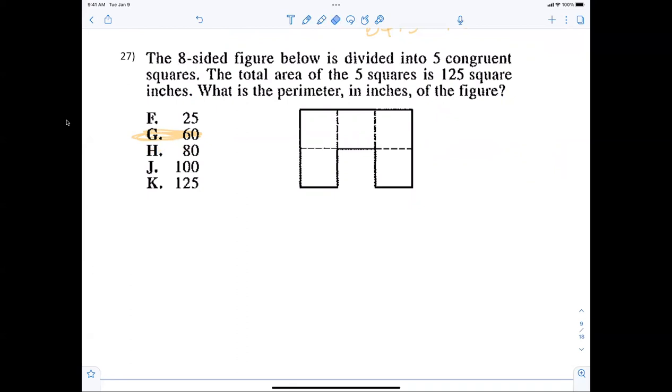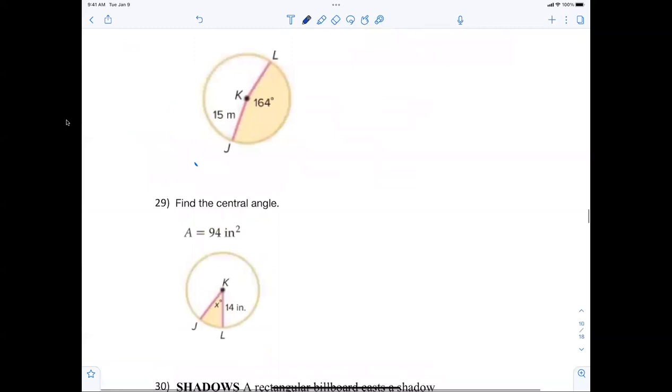So let's find this out. It says the total area of the 5 squares is 125. That would mean that each square has an area of what? Which means the side of each square is 5. So the perimeter, how many sides are on the perimeter? 12. 9, 10, 11. You okay with that, Liam? All right. I believe it's 60. All right, let's knock out 28.